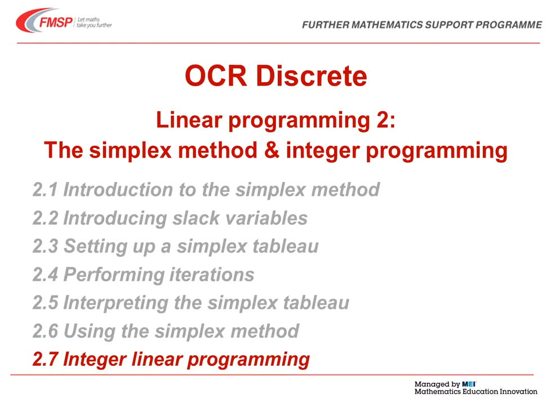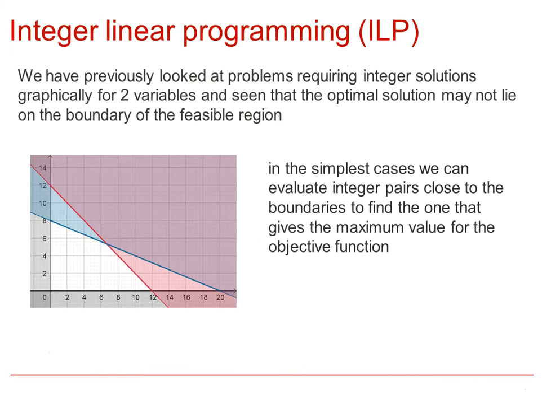Hello, this is the 7th video of the Linear Programming 2 series on the simplex method and integer programming for OCR Discrete Further Mathematics. And we will consider linear programming problems that require integer solutions. We have previously looked at problems requiring integer solutions graphically for two variables and seen that the optimal solution may not lie on the boundary of a feasible region.